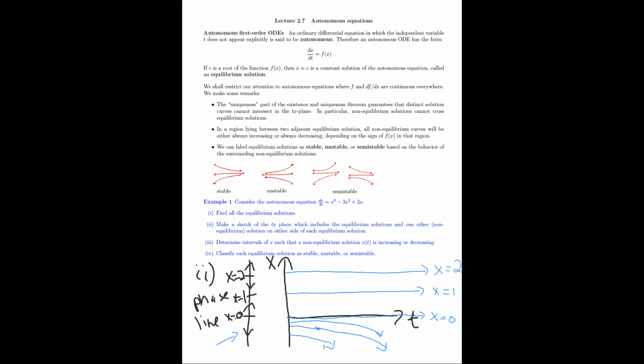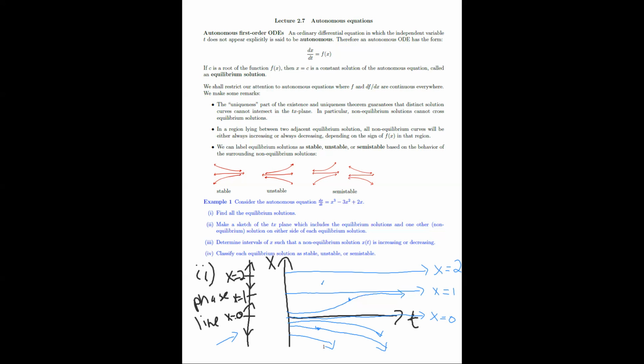For initial values in between 0 and 1, our solution should be increasing. So in general, they will look something like this. And then they will asymptotically approach the equilibrium solution of X equals 1, because they can never cross. So even though it's increasing all the time and it can never cross it, that means it's going to asymptotically approach that value. Similar thing will happen between 1 and 2, except our X is decreasing.